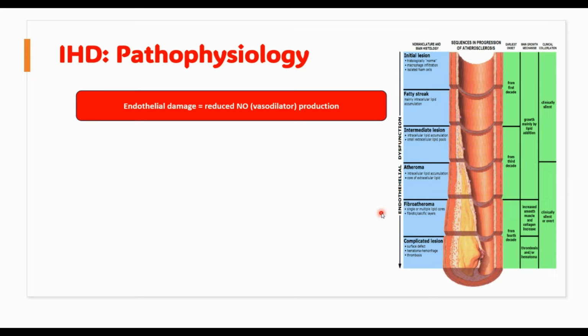So initially, you have endothelial damage. So the endothelium is the innermost layer within the coronary arteries, and this becomes damaged. And because of this, there's reduced nitric oxide production, which normally acts as a vasodilator of the coronary arteries, so that helps to maintain the good blood flow.